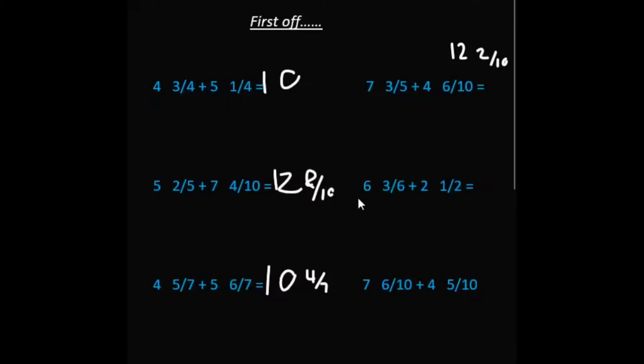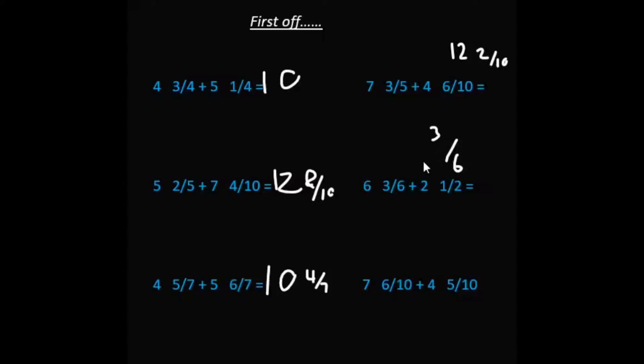Okay, so now we have 6 and 3/6 plus 2 and 1/2. So now we have to find another common denominator. So let's count by the multiples of 2. 2, 4, 6. Okay, we found 6. So it was 2 times 3. So we have 6, and then we have to do 1 times 3 because we did 2 times 3. So 1 times 3 is 3. So now it's 3/6 plus 3/6, which is 1 whole.